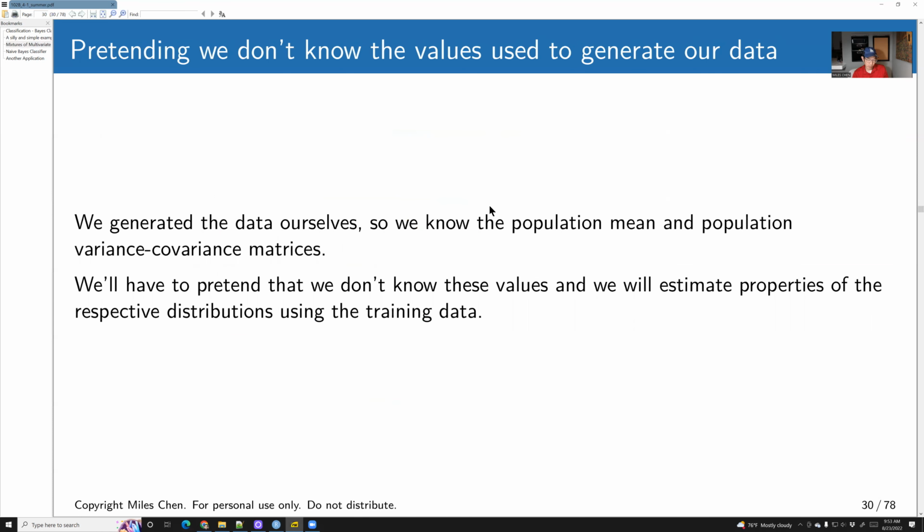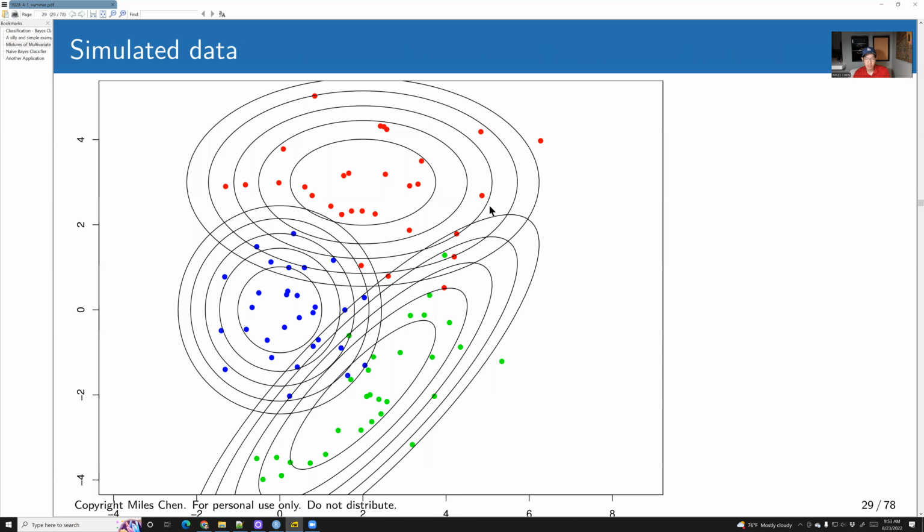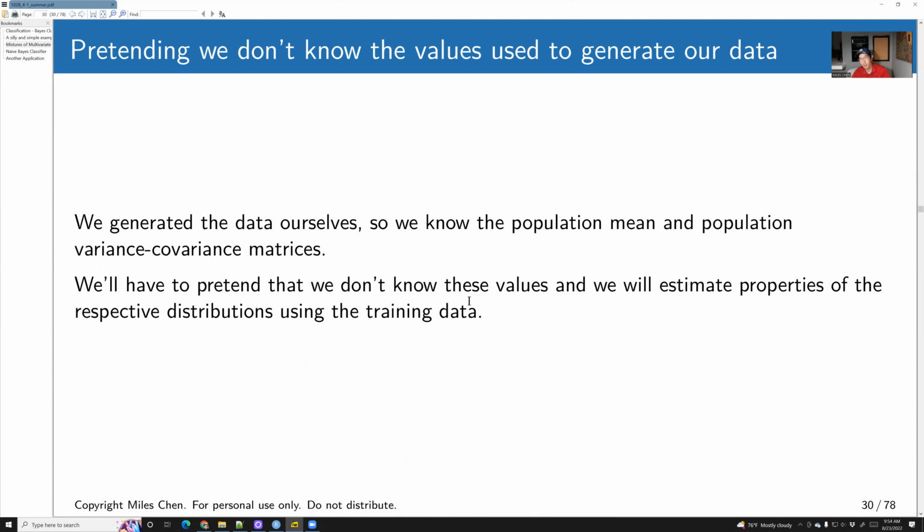Now, when we are doing the multivariate normal classifier, we don't actually know these properties that generated the data, okay? We have to just look at the data and infer what the mean of the green class is. We have to figure out what the mean of the blue class is and figure out what the mean of the red class is. We don't actually know. Here we generated the data, so we do know, but we're going to pretend that we don't know these values, so it's a little bit more like real life, okay?